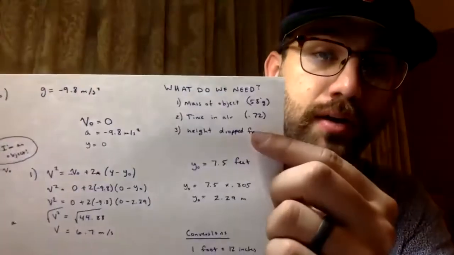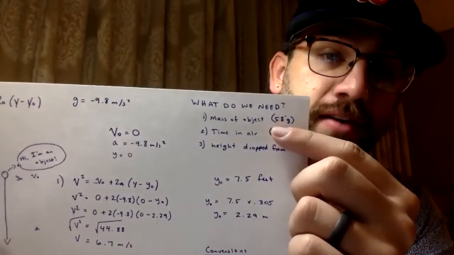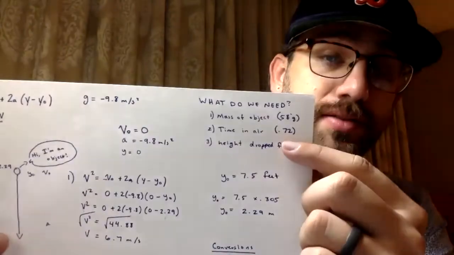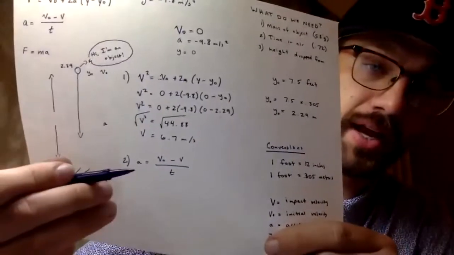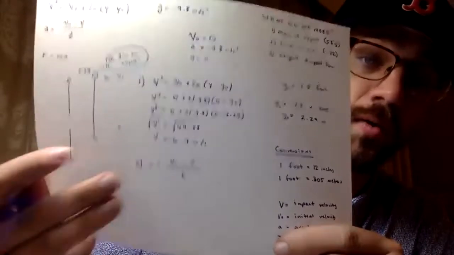All right, so on the board, yesterday whenever I dropped the egg in class, I believe that our time in air was 0.72 and our mass was 58 grams. Okay, so up here, it was 58 grams for the mass and 0.72 seconds that it was in the air. Okay, so I'm going to write the second part of this equation here. I've got v sub 0 minus v over time right here.